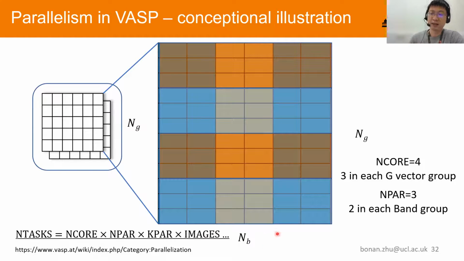Of course, in the actual program, it might be slightly different from what I show here, but you get the idea. The very important thing is to realize how many plane waves or how many bands you get for each group. For example, here I divide everything into 3 band groups. Each group contains 2 bands, and this is distributed on 12 processors, so each band group will have 4 processors.